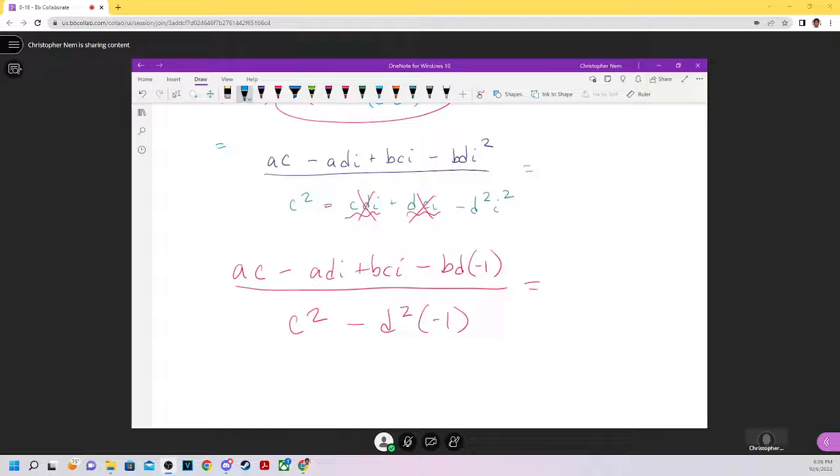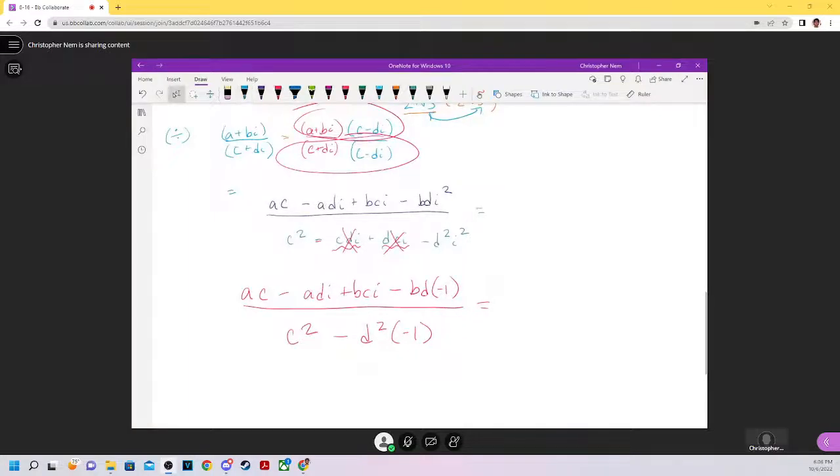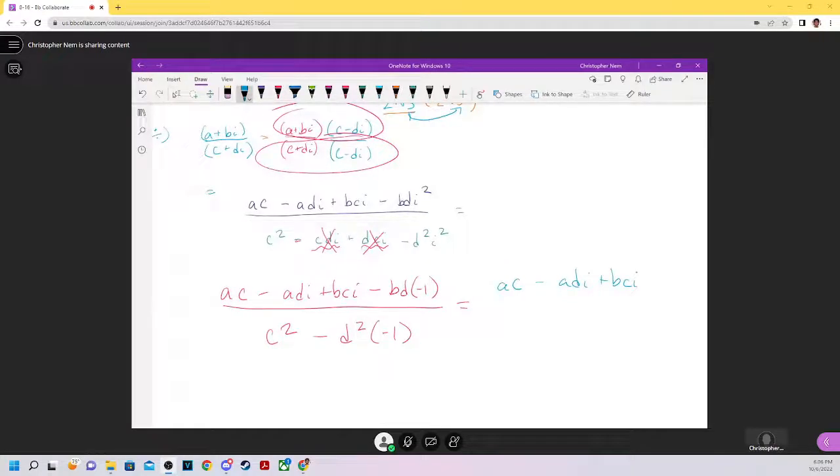So we're using this idea of rationalizing, but this time for complex numbers, so that we can actually calculate division. This is how we're defining division in particular. So I have AC minus ADi plus BCi, and then negative times a negative is a positive, BD, all over C squared plus D squared. Negative times a negative is a positive.